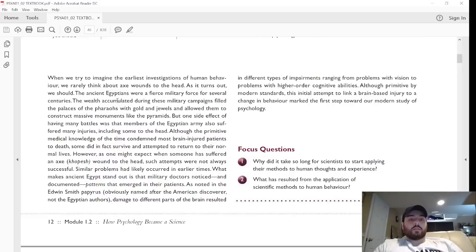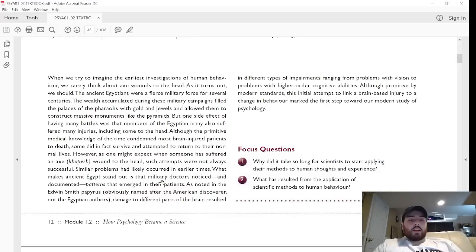The ancient Egyptians were a fierce military force for several centuries. The wealth accumulated during these military campaigns filled the palaces of the pharaohs with gold and jewels, and allowed them to construct massive monuments like the pyramids. But one side effect of having many battles was that members of the Egyptian army also suffered many injuries, including some to the head. Although the primitive medical knowledge of the time condemned most injured patients to death, some did in fact survive and attempted to return to their normal lives. However, as one might expect, when someone has suffered an axe wound to the head, such attempts were not always successful. Similar problems had likely occurred in earlier times.